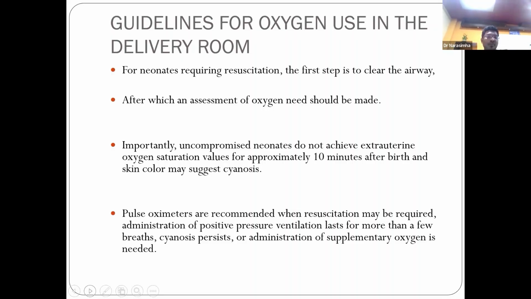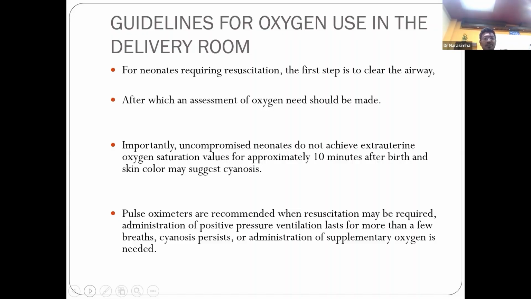I have worked in a couple of private setups as well before. I see that immediately after the baby is born, instead of focusing on the temperature, cleaning, or airway assessment, people are more focused on the pulse oximeter. So my point is, the pulse oximeter is recommended when resuscitation is needed, when you need positive pressure ventilation lasting for a few breaths, if cyanosis persists, and if you're administering oxygen. The pulse oximeter is the need of the hour.